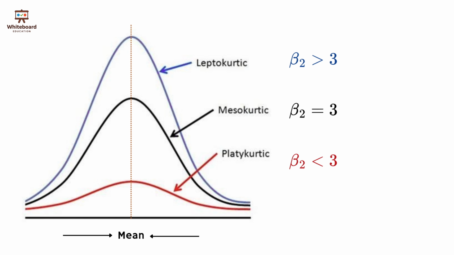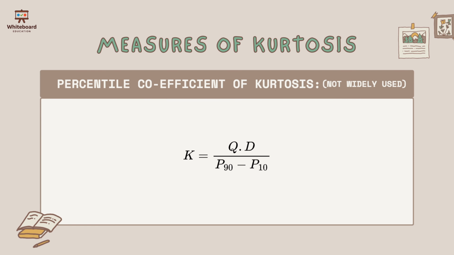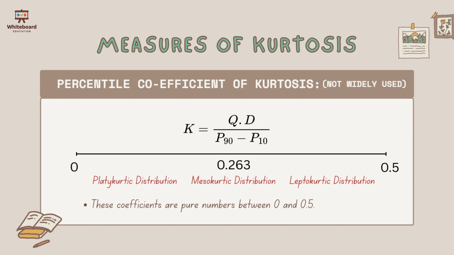One of the measures of kurtosis is the percentile coefficient of kurtosis. By the way, it's not widely used. Anyways, the formula for it is K equals quartile deviation over percentile 90 minus percentile 10. These coefficients are pure numbers between 0 to 0.5. Here, if the answer is 0.263, then it is a Mesokurtic distribution. Any value till 0.5 will be a Leptokurtic distribution, and any value lower than 0.263 till 0 will be a Platykurtic distribution.